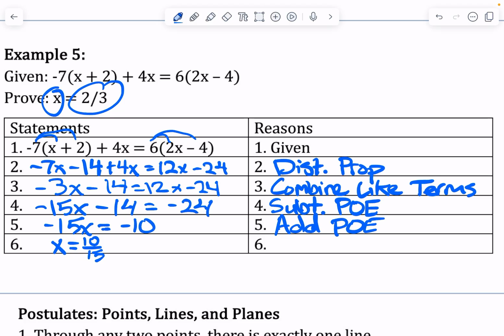Okay, so when I do that, let's call that division POE, right? I divided. To get to the 2/3, if I add one more step in here, we know 10 over 15 is 2/3. Okay, if over here you want to write like I reduced the fraction, or simplified, that would be fine. We know what you're saying there.